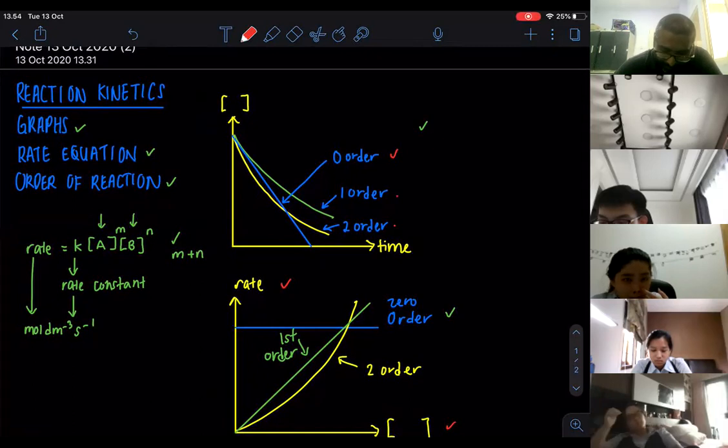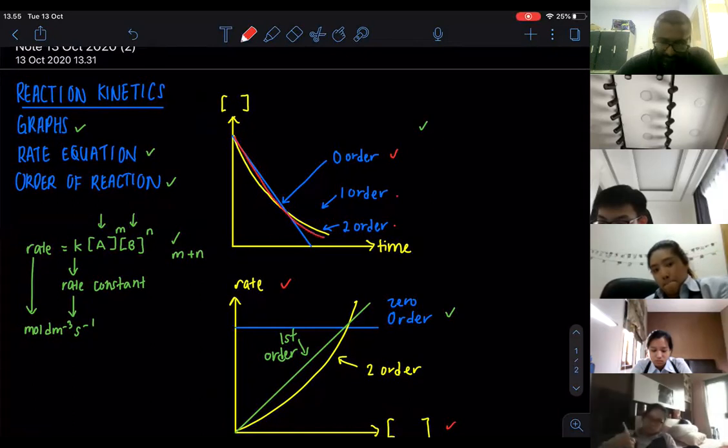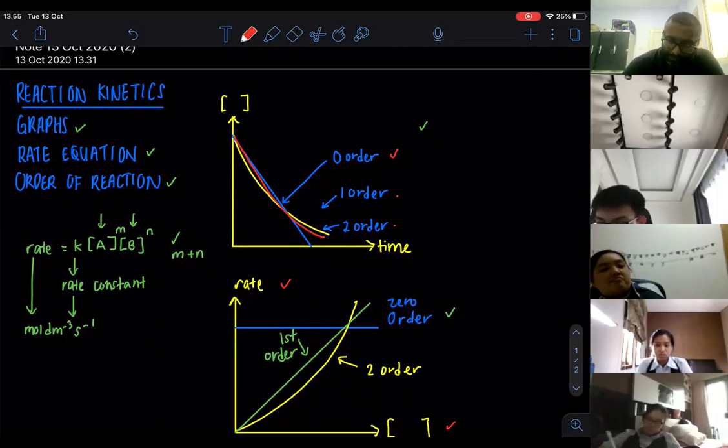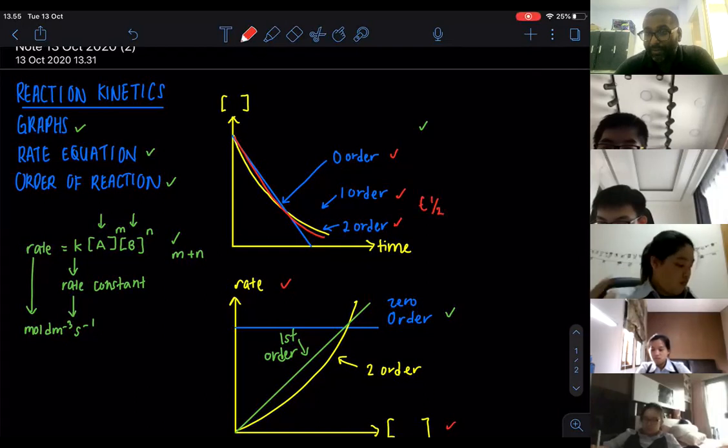I told you the graph is going to be slightly curved. If I draw again here, maybe second order will be something like this. This red graph is going to be for first order. So how do I differentiate first order and second order? You can differentiate them by using the half-life method. You need to find out what the half-life is by using the graph.